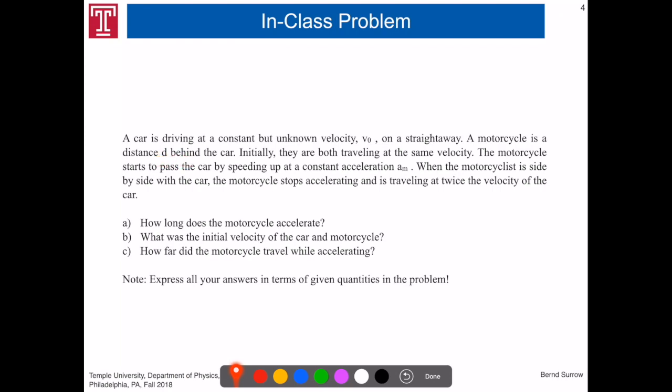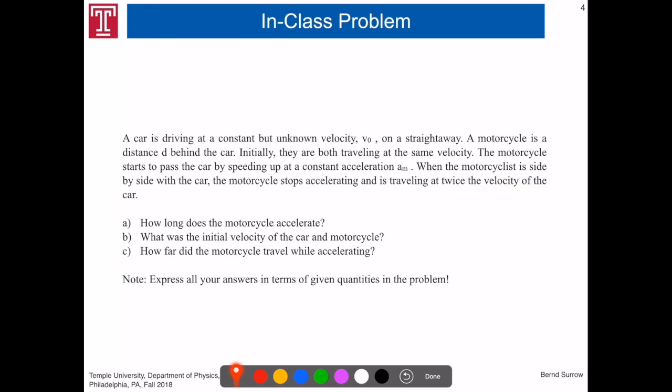At that moment where you observe that, the motorcycle starts to pass the car by speeding up at a constant acceleration a_m. So you observe the car is a distance d ahead of the motorcycle, and the motorcycle has the same velocity as the car but unknown, and starts to accelerate with the aim to meet the car. When the motorcycle is side by side with the car, and this is an additional constraint of this problem, the motorcycle stops accelerating and is traveling twice the velocity of the car.